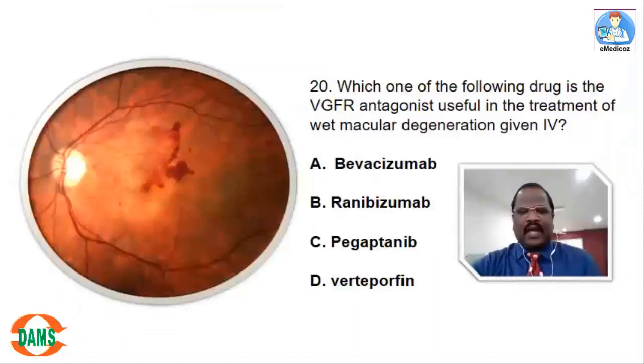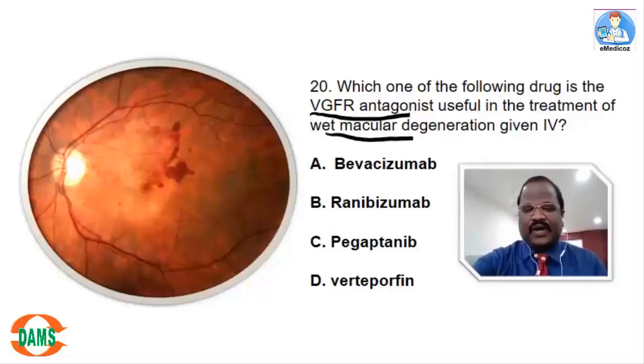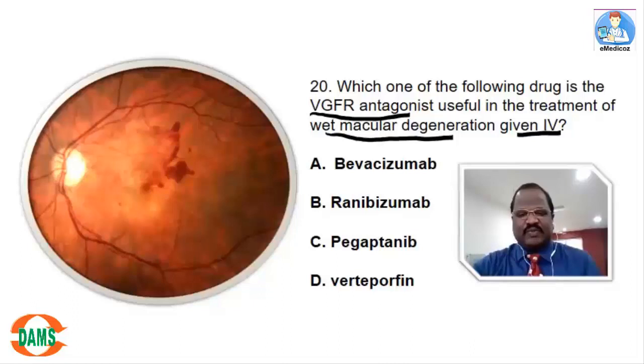The next, which one of the following drugs is the VEGFR antagonist useful in the treatment of wet macular degeneration given intravenously? So 3 points you should note. They are asking which is the VEGFR antagonist useful for wet macular degeneration given intravenously. Options are bevacizumab, ranibizumab, pegaptanib, and verteporfin. The right answer for the question is option D, verteporfin. So now I go for the explanation.